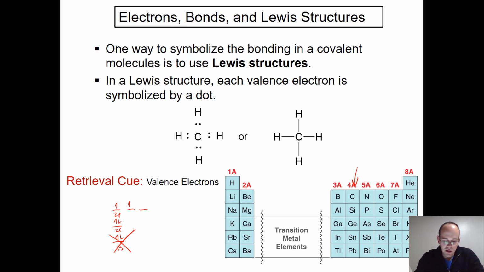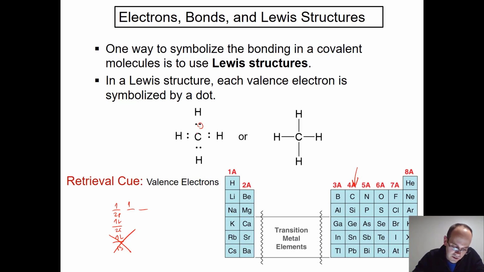So the number 2 shell is what's important for carbon. So Lewis structures are going to be the way that we depict all of the electron activity that's going on in the valence shells for all of the atoms in a given molecule. So in a Lewis structure, the atom, the nucleus, is signified by the element symbol, so C for carbon or H for hydrogen. And each valence electron is represented by a dot.